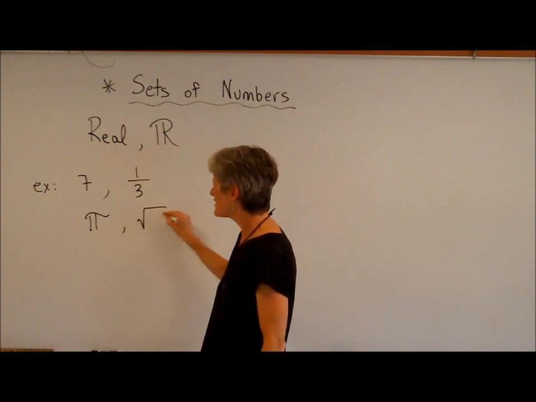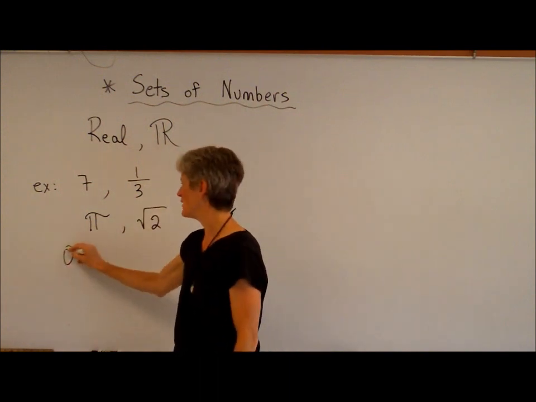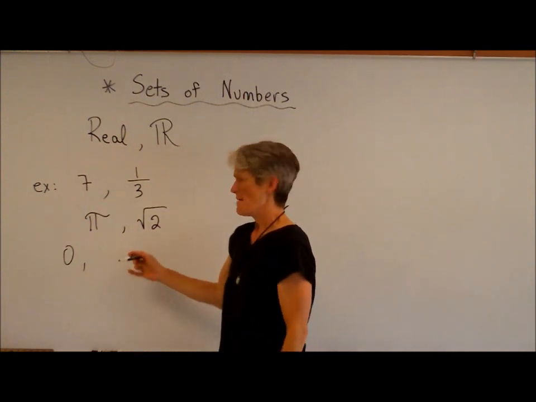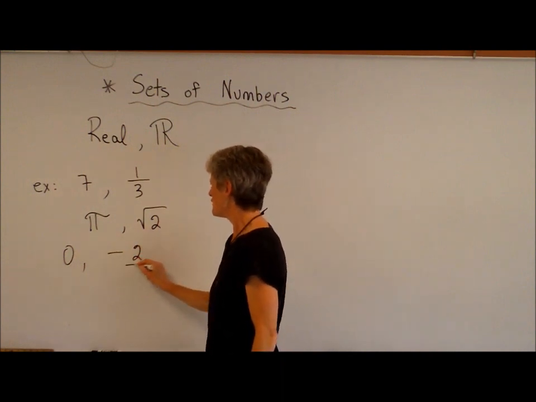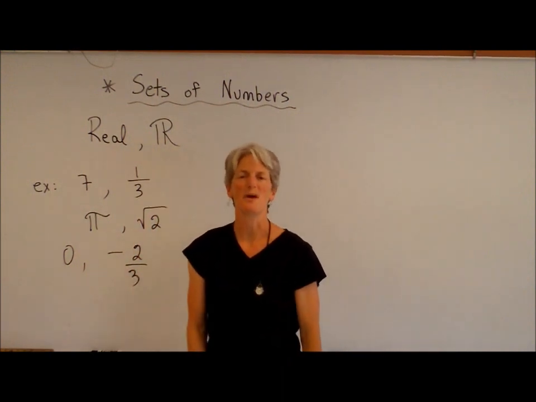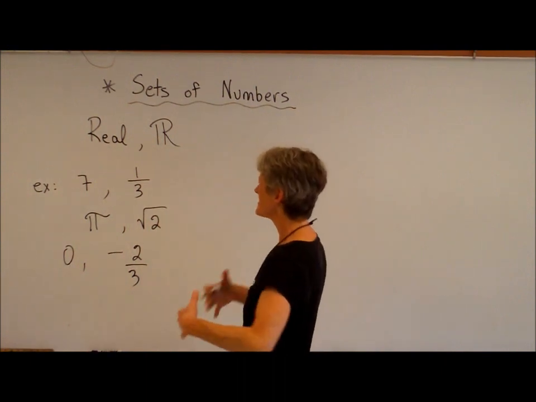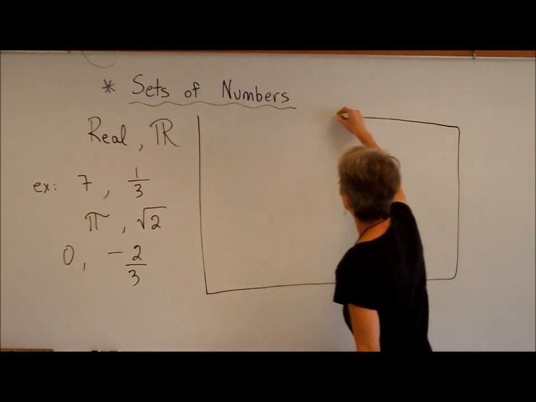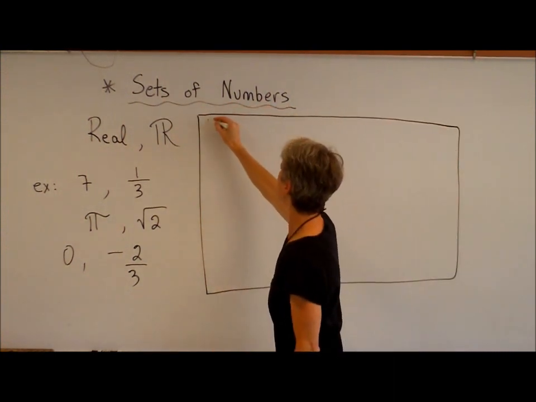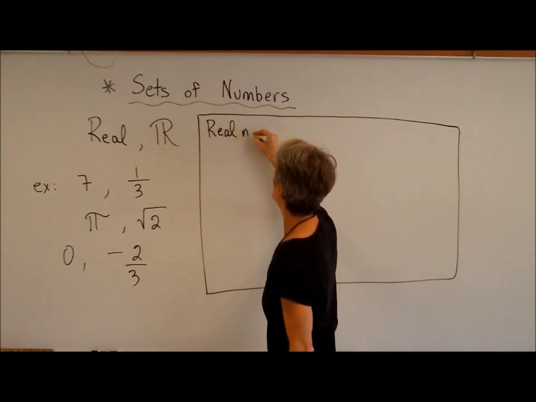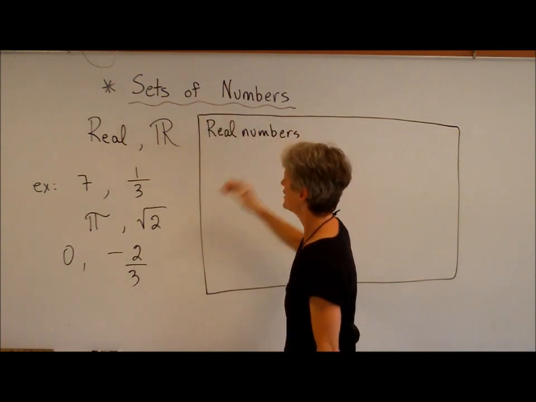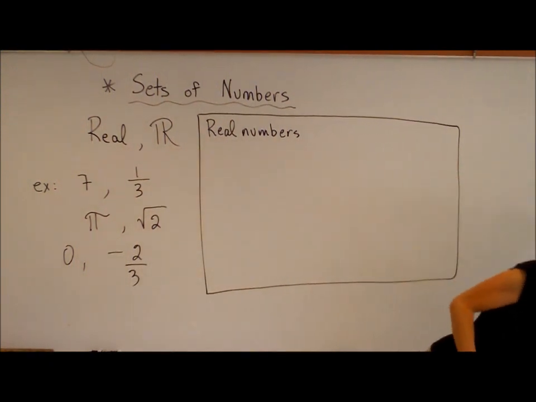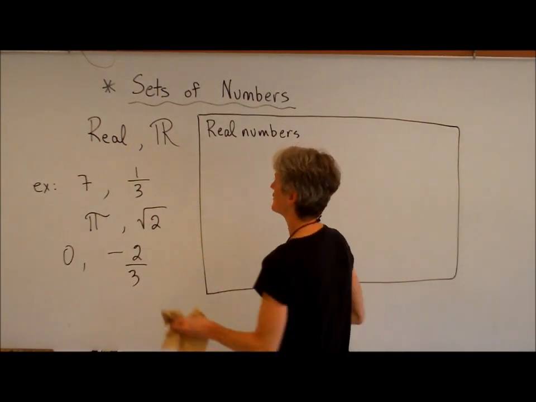Square root of 2? Square root of 2 is real. Wow. 0 is real. In the olden days, it wasn't really even considered a number. How about negative 2/3? Negative 2/3. Any number you could possibly come up with is a real number. So that's our big category. That's a lot of numbers. I'm going to make that our big universal set. Our big universal set of numbers I'm going to call the real numbers. And here's some examples of real numbers. I'm going to erase that. And we're going to talk about a subset of the real numbers.